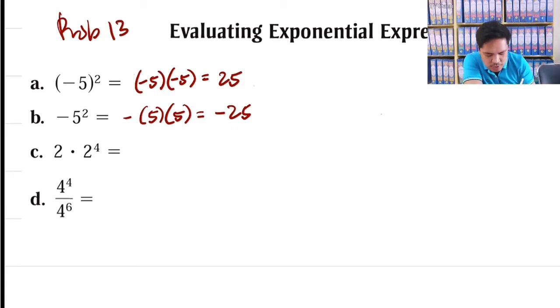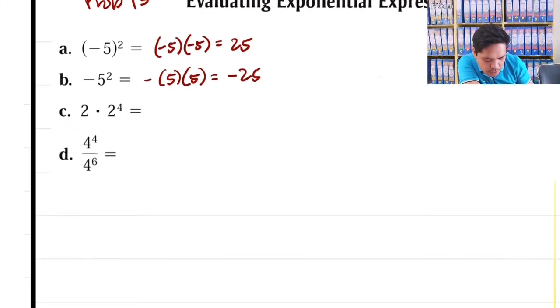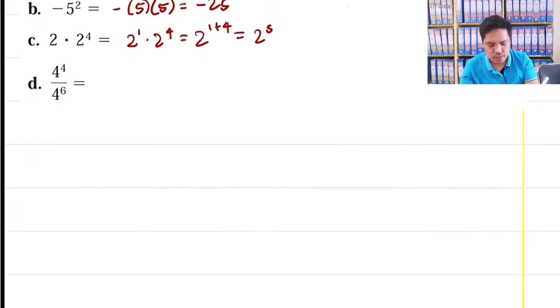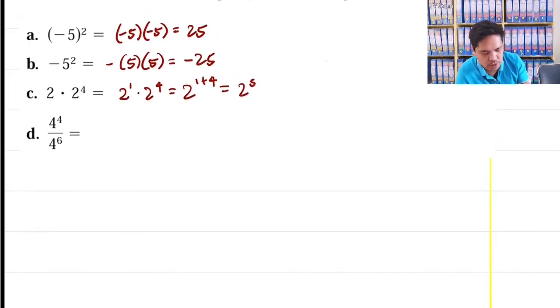Okay, how about this? So, by property number 1, this is for letter C. So, that's 2 raised to 1 times 2 raised to 4. That is 2 raised to 1 plus 4. That's 2 raised to 5. Very easy, walang challenge. And how about this? Letter D, that's the second property. The same ang base. Okay? Different exponent. So that is the same as 4 raised to 4 minus 6. That is equal to 4 raised to negative 2.